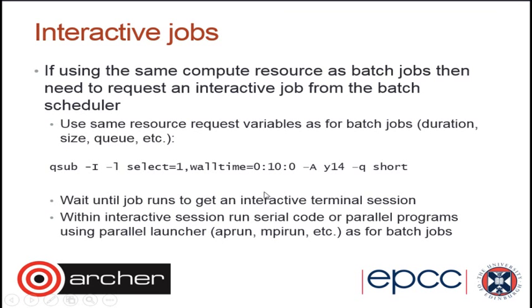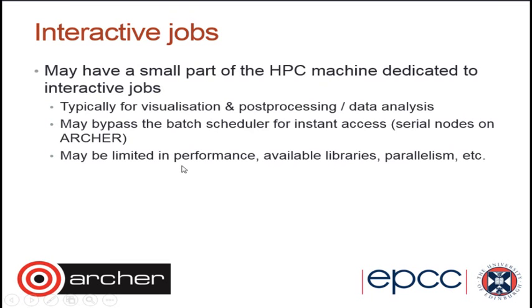You have to wait until the scheduler says the resources are available. So it's only when your interactive job runs that you actually get a prompt at the terminal that then allows you to start typing and using those. That's the one node that you've selected interactively. And then you can launch parallel executables using aprun or mpirun, for example, just as you would in a batch job. So there may be a small part of the machine dedicated to these jobs.